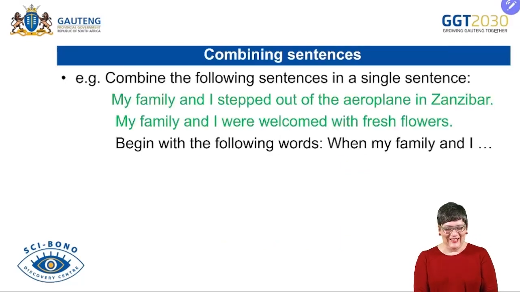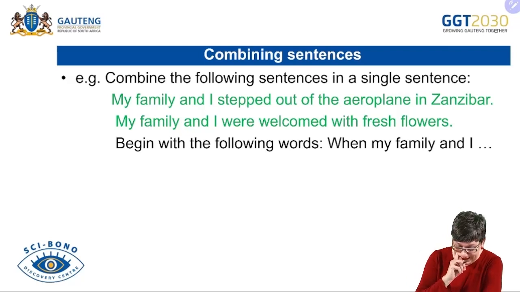Let me give you an example. Here's another one. We're giving you two sentences. My family and I stepped out of the aeroplane in Zanzibar. My family and I were welcomed with fresh flowers. Begin with the following words, when my family and I.